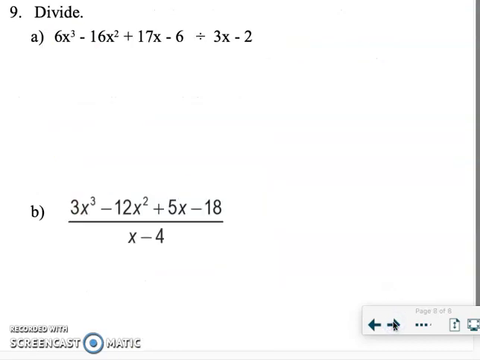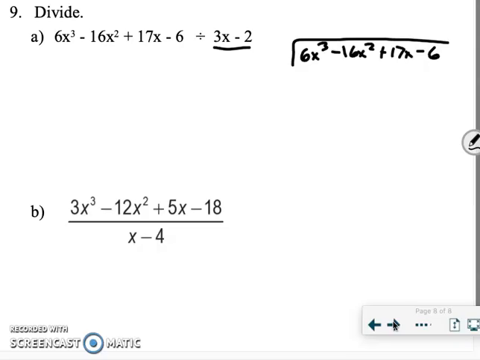All right, so last that we've got here, number 9. Again, we're going to try to do some long division in number 9, part A. The reason we have to do long division is because with this divisor, I cannot do synthetic division. So 6x cubed minus 16x squared plus 17x minus 6. Racing the end of this podcast here. I've got my 3x minus 2.